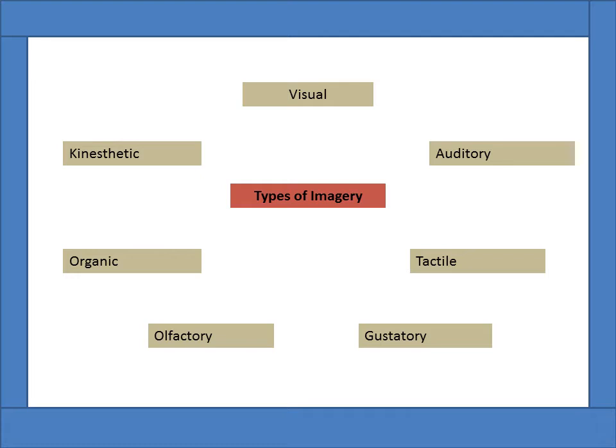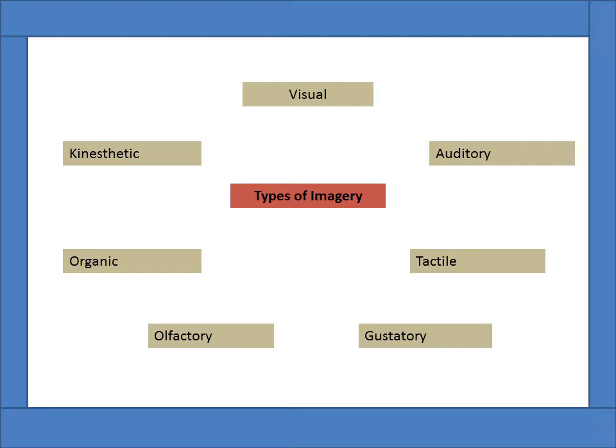The first is visual imagery, the second is auditory, and the third is tactile, gustatory, olfactory, organic, and kinesthetic imagery. Visual imagery talks about what we see, for example, colors, patterns, size, and others. The next is auditory imagery. It is about what we hear, like loud music, noise, and others. The third is tactile imagery. It is about what we touch and what we feel, for example, temperature and texture.